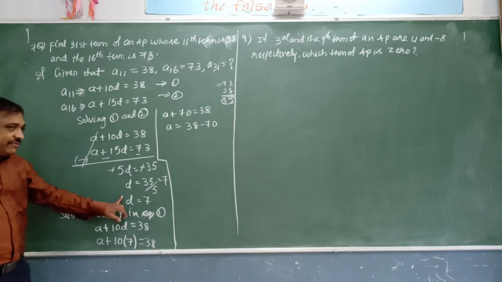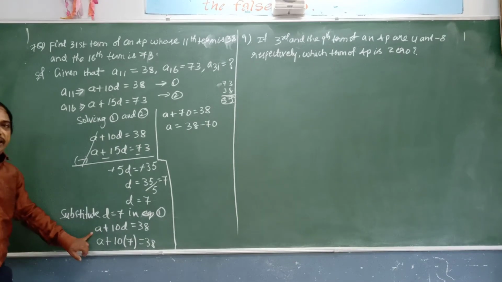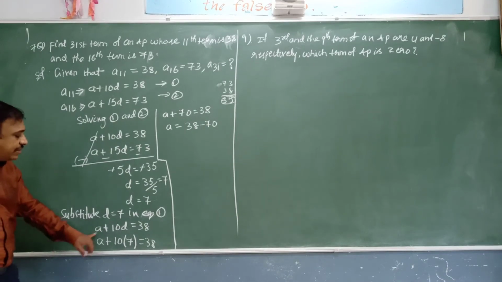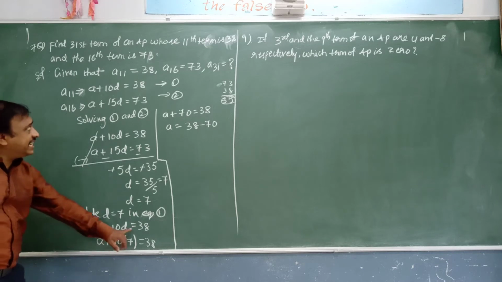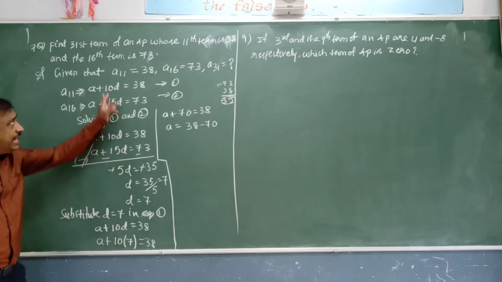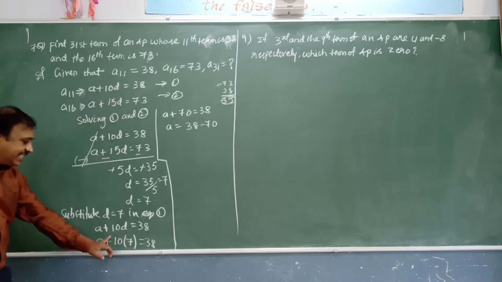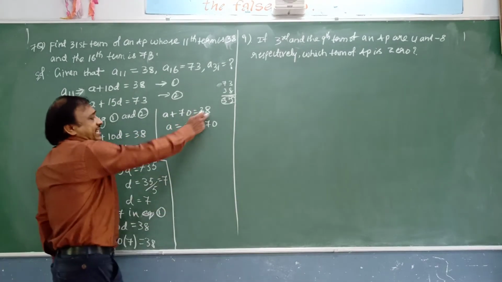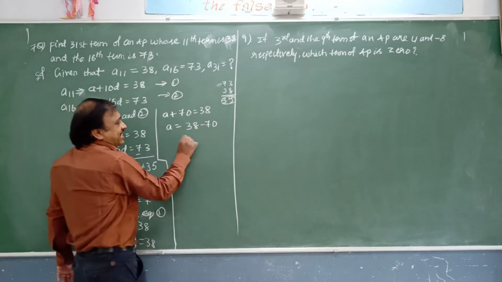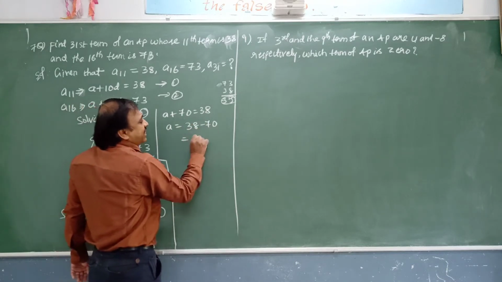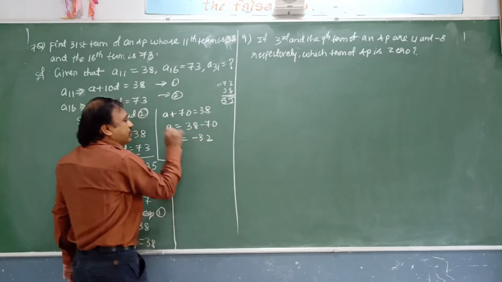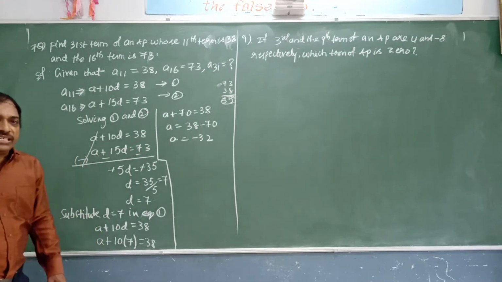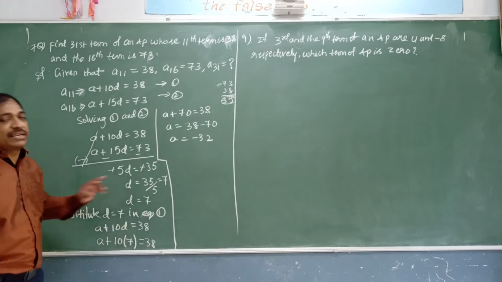We have found the D value. To get the value of A, we substituted in equation 1. A plus 10D is equal to 38. In that, 10 into 7, 70, is equal to 38. Transpose plus 70 to that side. Then 38 minus 70 will be minus 32. So the A value is equal to minus 32 and the D value is equal to 7, we got.